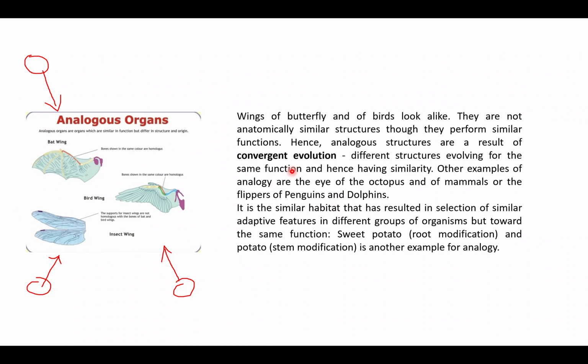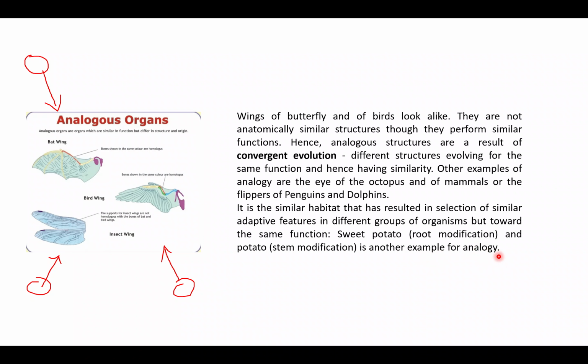We can also have other examples of analogous organs. An example is the eye of an octopus and of a mammal, or the flipper of a penguin and a dolphin, doing the same function but anatomically not similar. We can also see convergent evolution in the case of plants, like the sweet potato. The normal potato is a stem modification, but in the case of sweet potato, it is a root modification. Both are doing the same function, storage of starch. And these are examples of analogy.